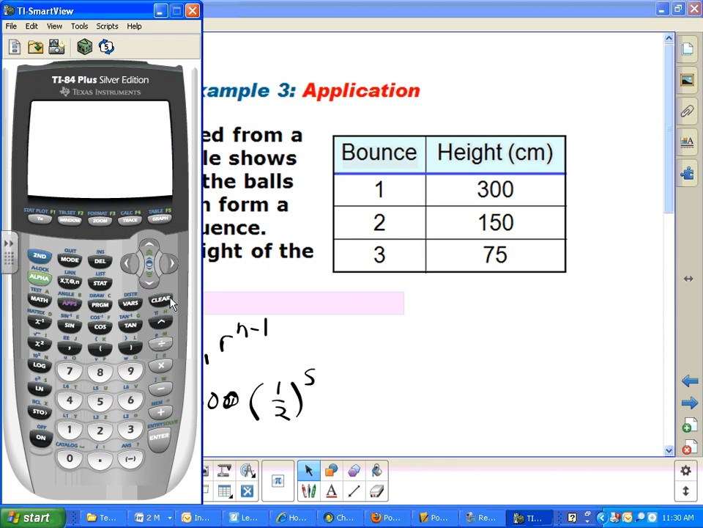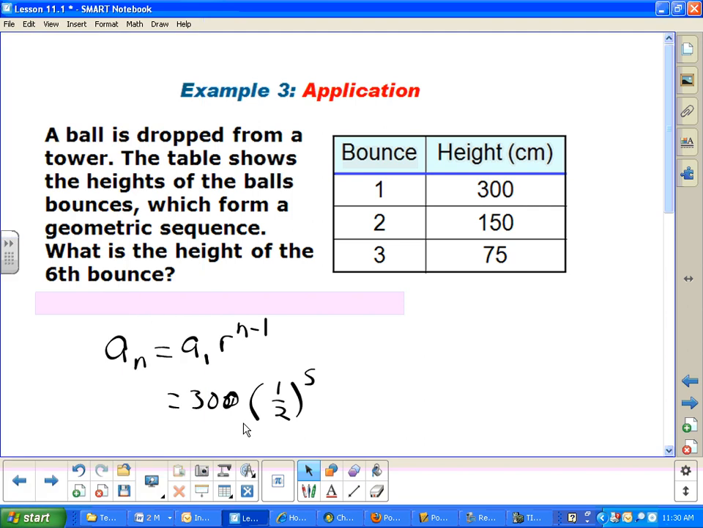And here's what you can do on your calculator when you have it, or at home you can do this. So I take that times 0.5, right? And then I'm going to multiply that answer by 0.5, and then I'm going to multiply the answer by 0.5. So on the sixth bounce, it will be 9.375 centimeters. Okay, 9.375 centimeters high.